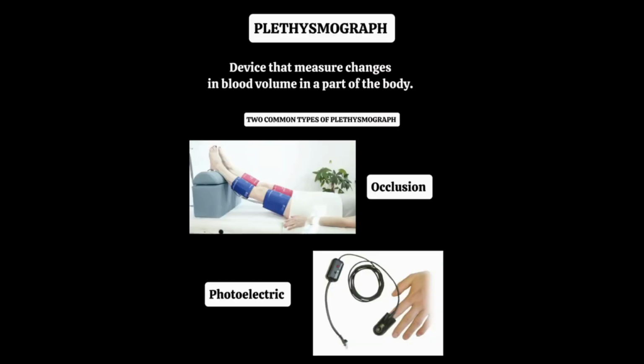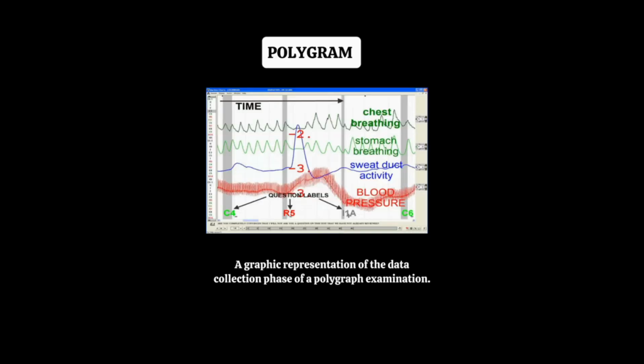Next is the plethysmograph. It is a device that measures changes in blood volume in a part of the body. So, there are two common types of plethysmographs. It's the occlusion and the other one is photoelectric. So, yung plethysmograph is isang device na nag-check kung gaano kadami yung dugo o kaya yung hangin na dumadaloy sa may part ng body mo during the investigation or the lie detector test.